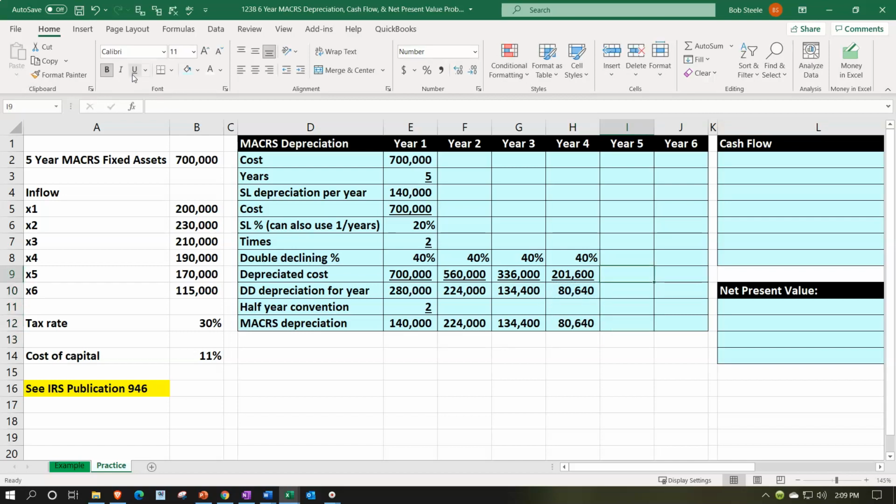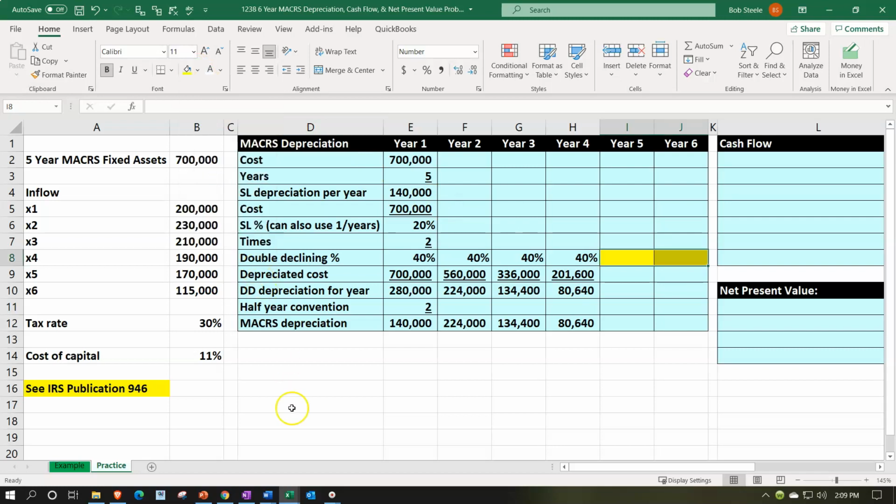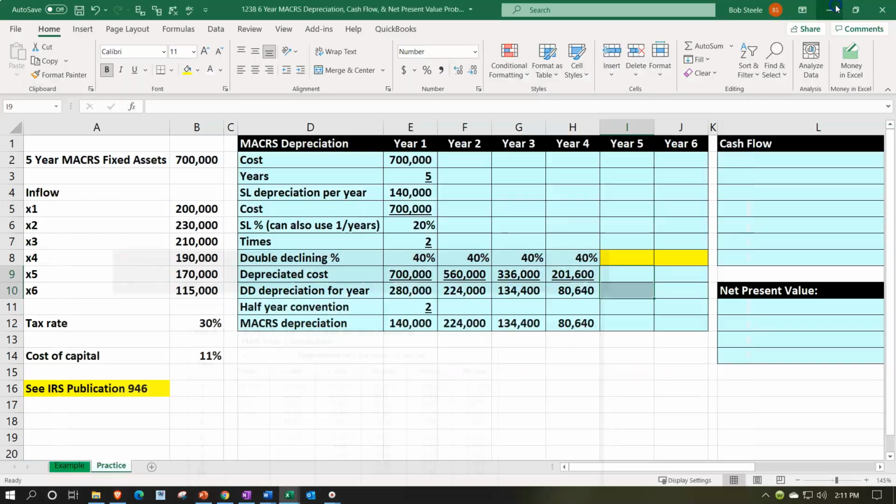Now, the last 2 years, I'm going to do something a little bit different, and you can kind of see this on the schedule over here. They kind of deviate a little bit from the double declining balance. Jumping over to our table, note that in the 5-year property, they kind of deviate from the double declining a little bit using the same percent here. So if you were to use a straight double declining, it would probably still be okay for an estimate type of purpose. But I'm going to adjust it a little bit.